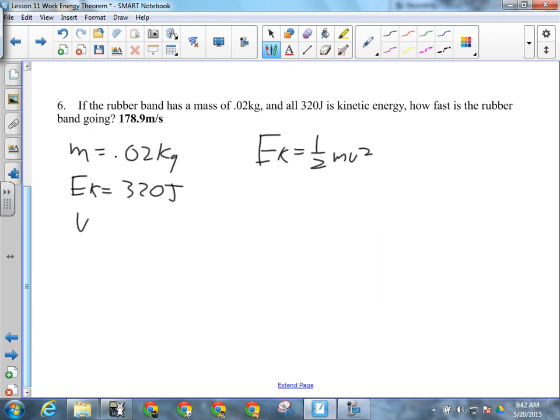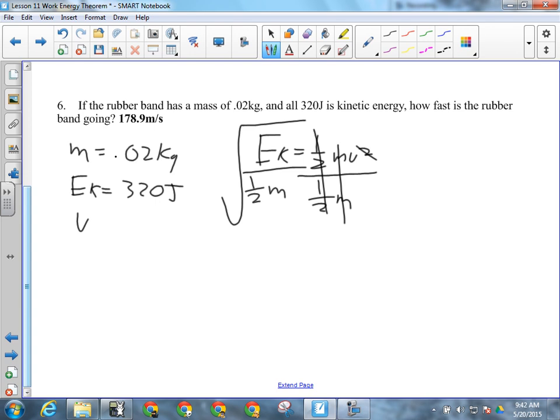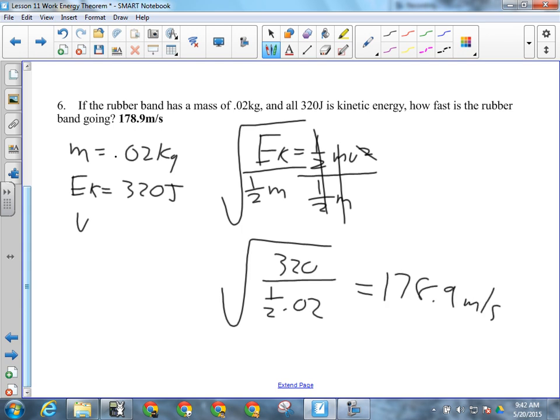So all I have to do is manipulate for v. So I divide both sides by half of m. Okay, everyone follow me so far? And then I don't want v squared, I want normal v. So I've got to square root both sides. So when I square root 320 divided by half of 0.02, I get a ridiculously large number. 178.9 meters per second. You would most certainly lose an eye if it was going that fast. Okay?